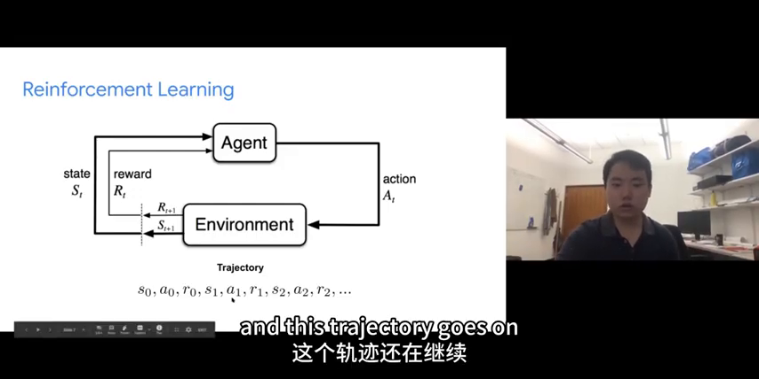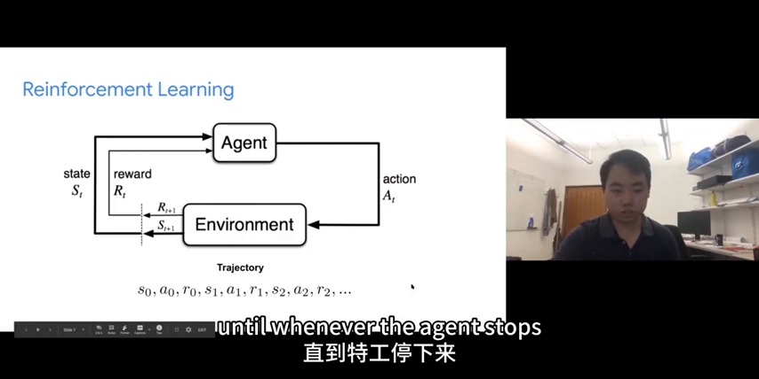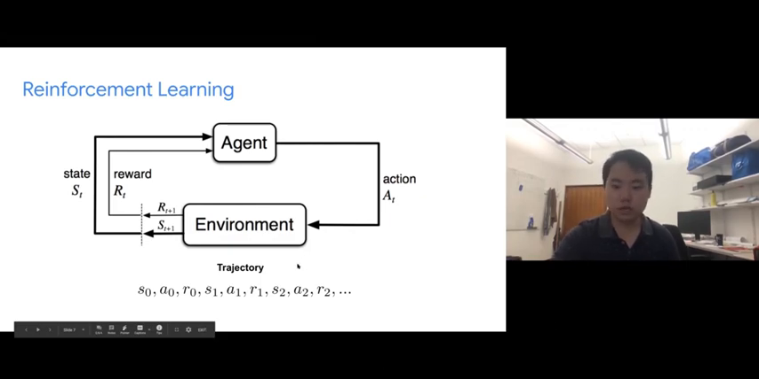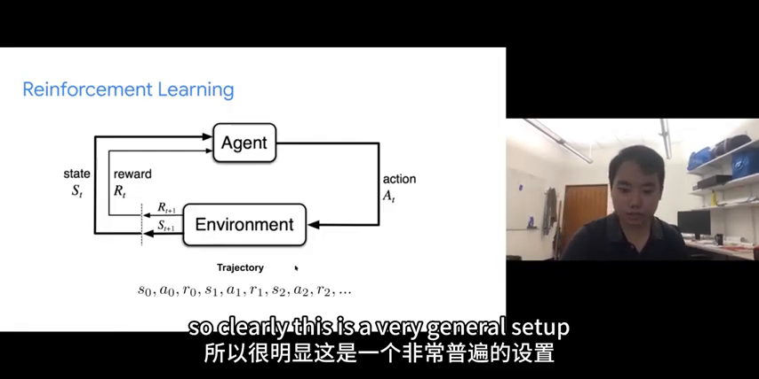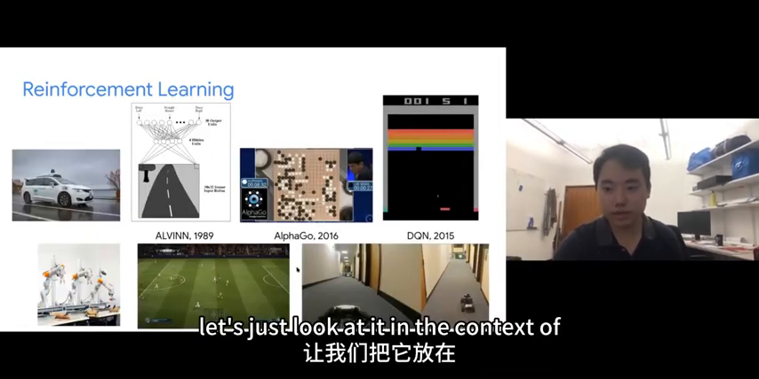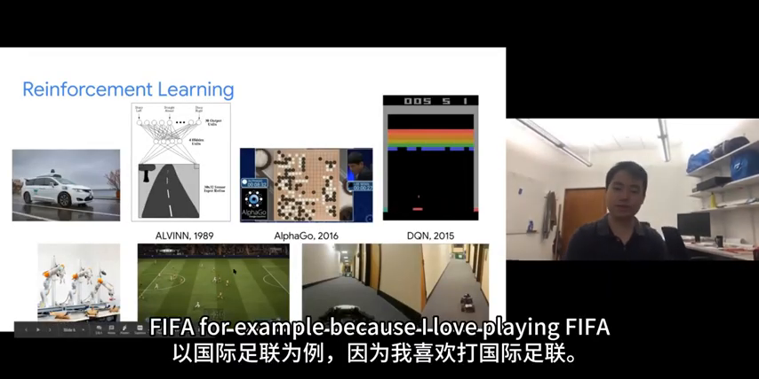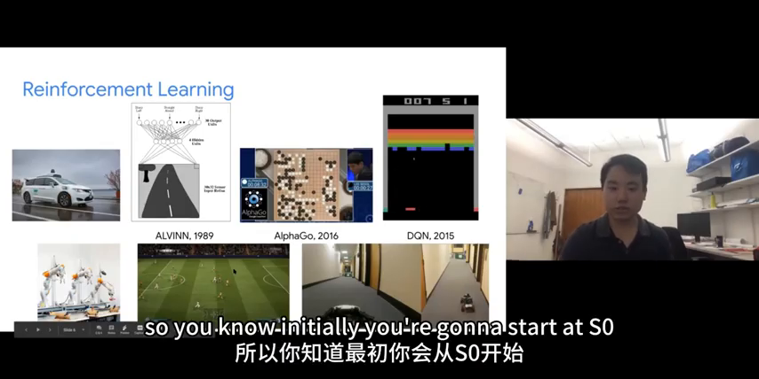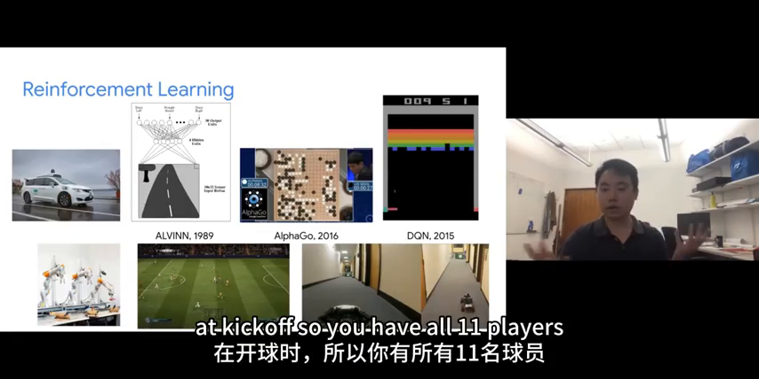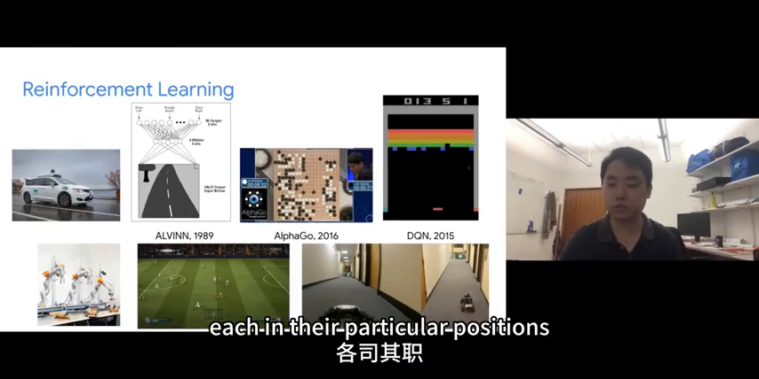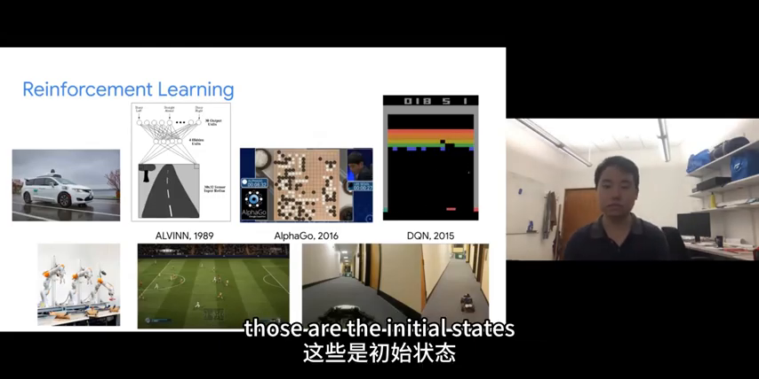And this trajectory goes on until whenever the agent stops interacting with the environment. So clearly, this is a very general setup. Let's just look at it in the context of one of its examples, FIFA, because I love playing FIFA. Initially, you start at S0 at kickoff, with all 11 players on each side in their particular positions. Those are the initial states.